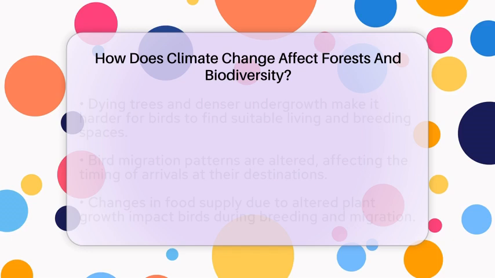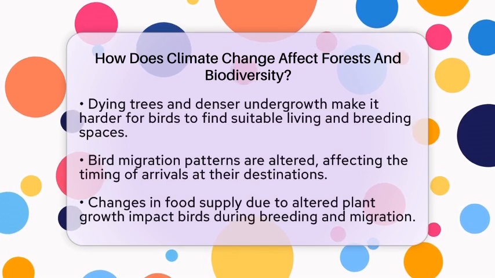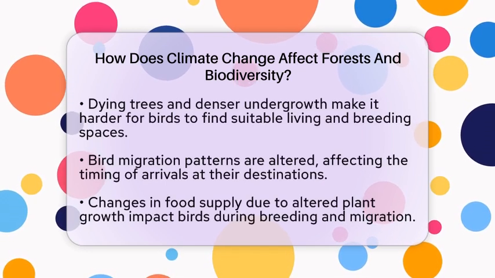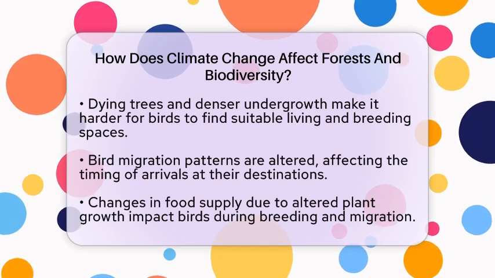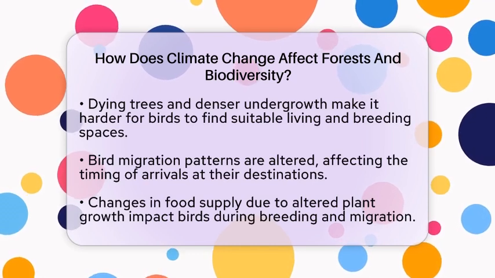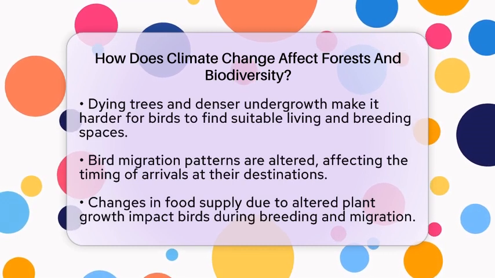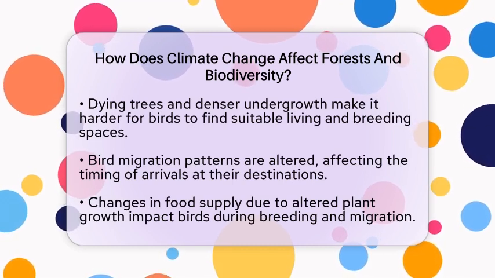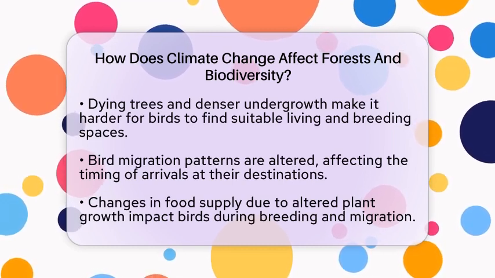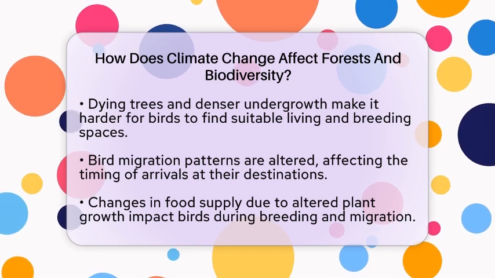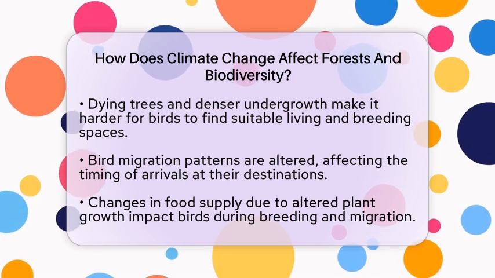Bird migration is also affected by climate change. Many species migrate to specific habitats at certain times of the year. If climate change alters the availability of food and shelter along their routes, birds may arrive at their destinations too early or too late. This can result in them missing out on essential resources.